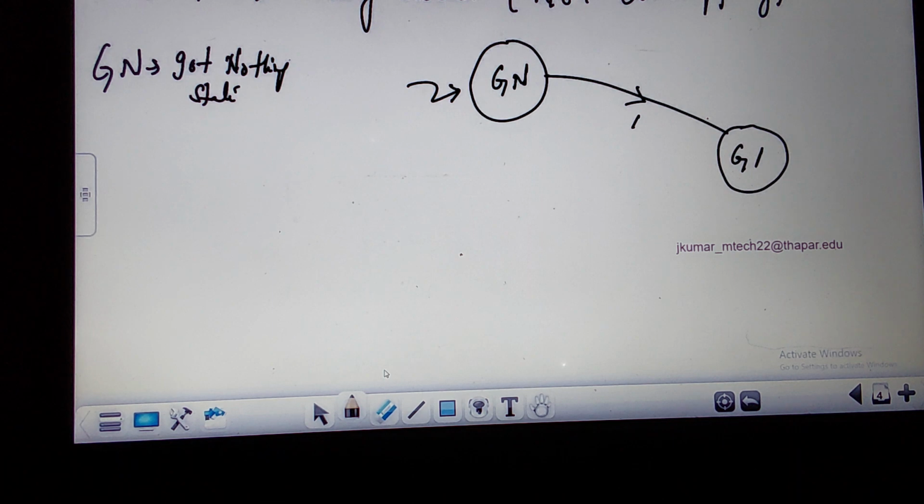The next state shall represent what? Got 1 state. Now I have got 1. This is the pattern I want to detect. Correct? Then how to write the state diagram for the Mealy model?